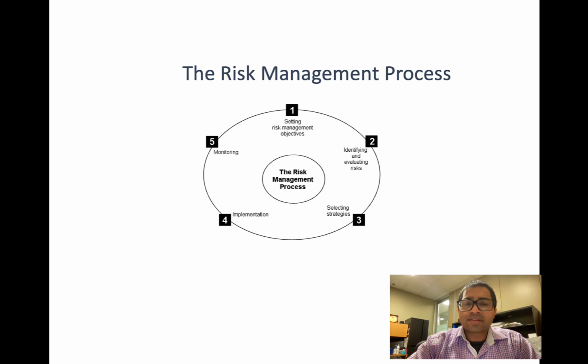Okay, so there is a risk management process. So the first step of a risk management process is setting risk management objectives. What are the objectives for our risk management process? Second is identifying and evaluating a risk, right? So if a person comes to you as a client and you're an insurance planner, you will note down all the risks the person faces.